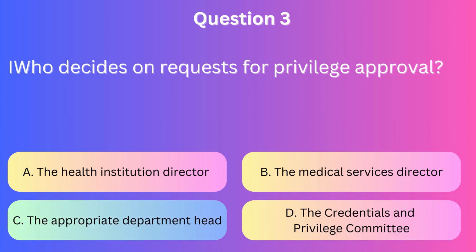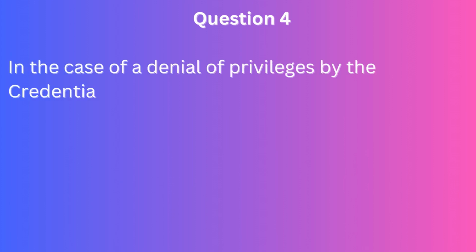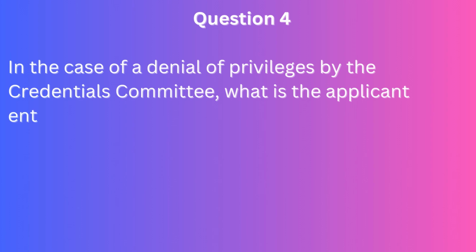Correct answer C. All requests for privilege approval are decided by the appropriate department head. This decision-making process involves coordination with the medical director, who then submits the application to the Credentials and Privilege Committee for further consideration.